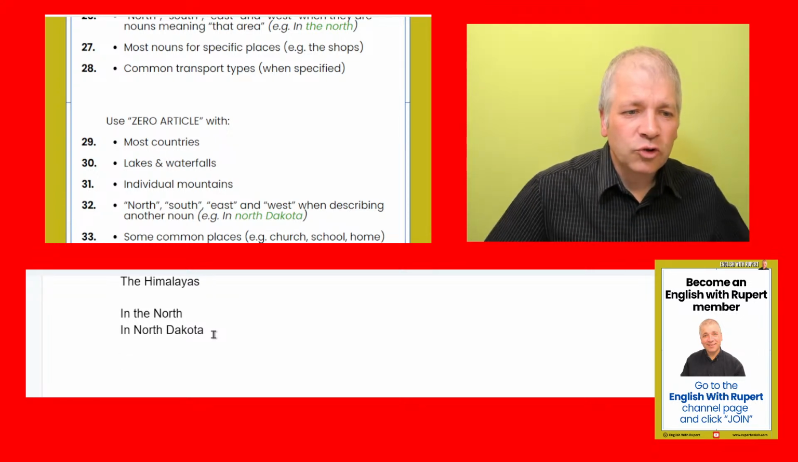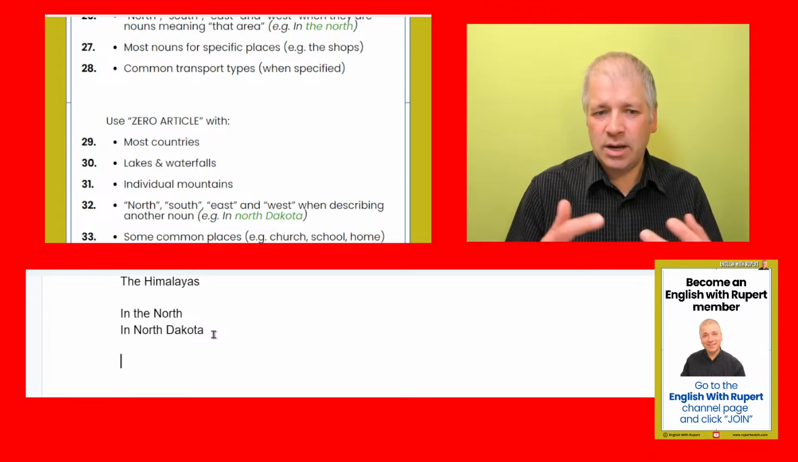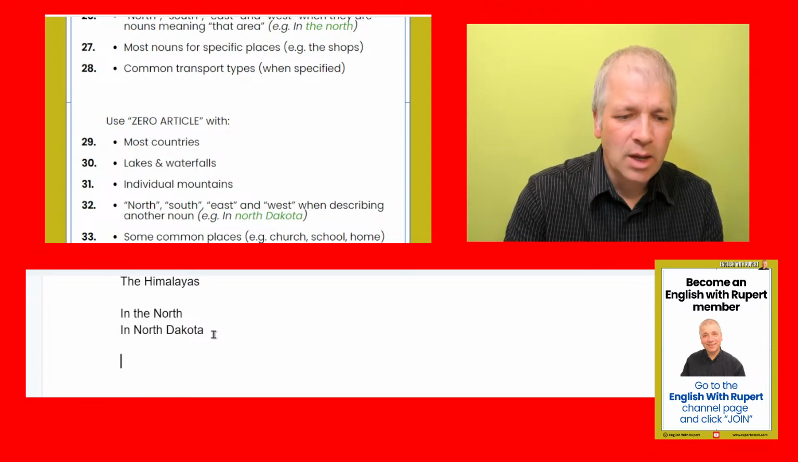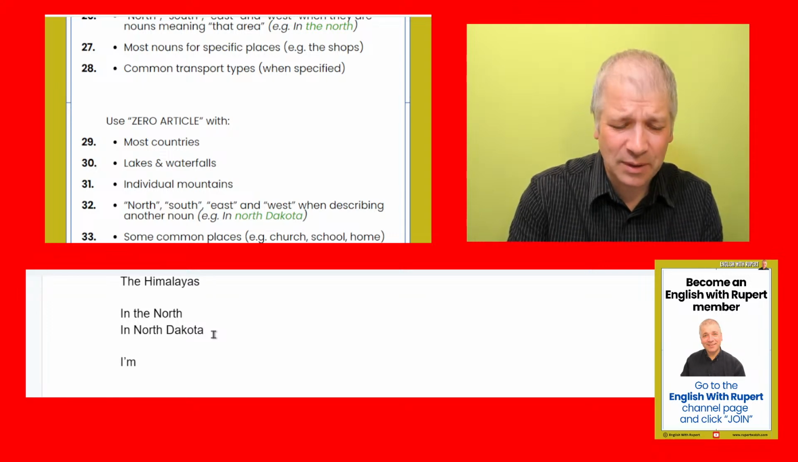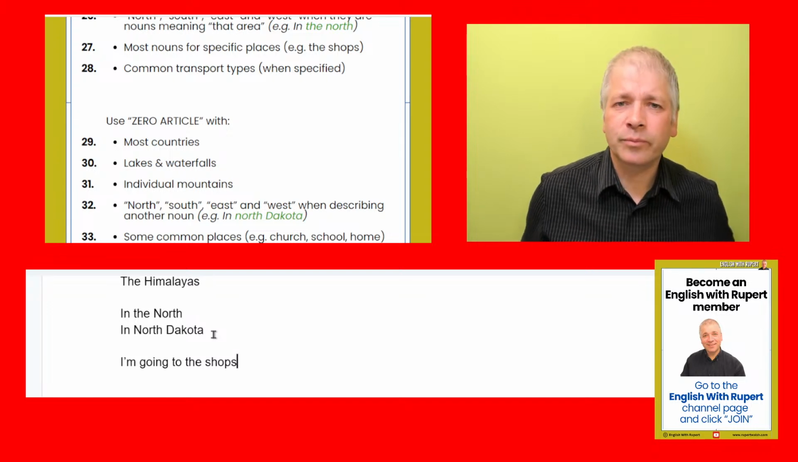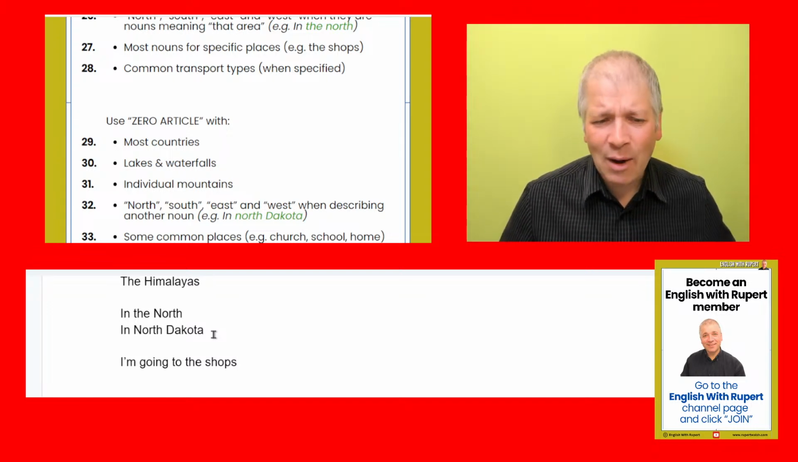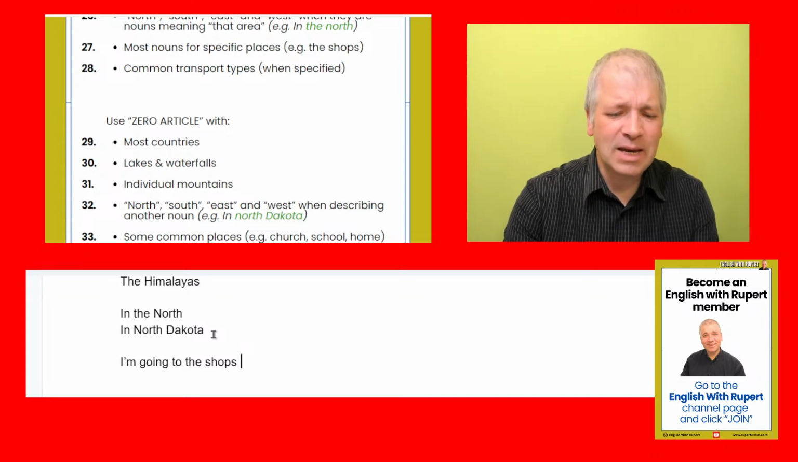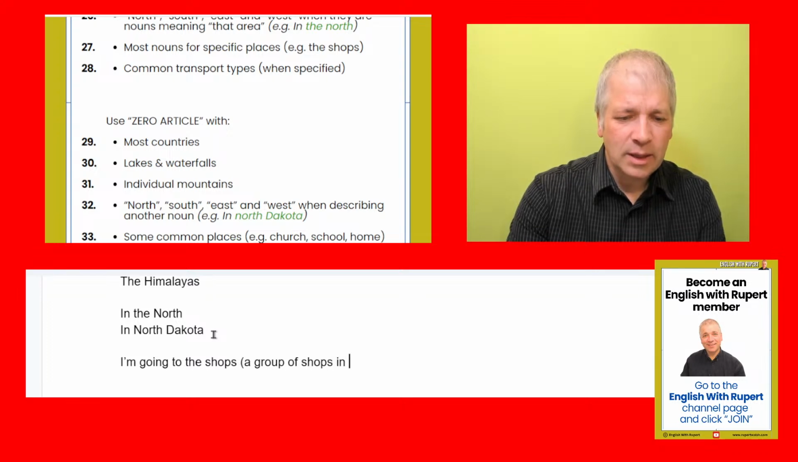Okay, rule 27, I also need to take alongside another rule as well. Something you'll often hear if you live in an English-speaking country is something like this. I'm going to the shops. Now here, the shops means the same as a group of shops in a specific place.